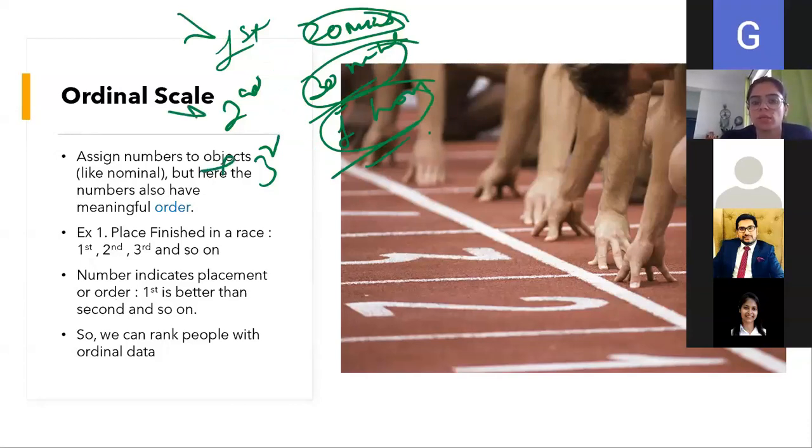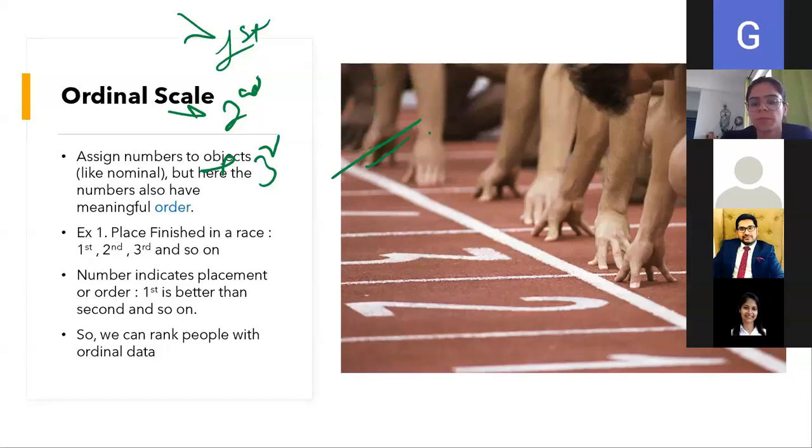So first, second, third से हमें क्या पता चल रहा है? That first is better than second, second is better than third, or first came first, and after that second came, and after that third one came. Okay, so these are just giving you the order, but it's not telling कि first and second का क्या difference है और second and third का क्या difference है.